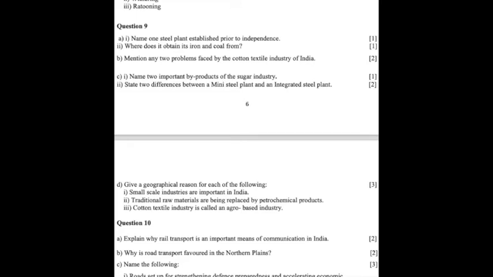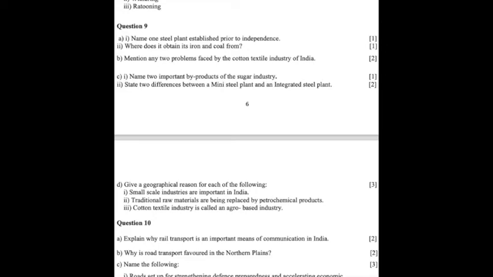The first one says, name one steel plant established prior to independence. Where does it obtain its iron and coal from? The steel plant established prior to independence is the Tata Iron and Steel Company, TISCO, at Jharkhand. It obtains its iron from Singhbhum in Jharkhand or Mayurbhanj and coal from Dharia coalfield.